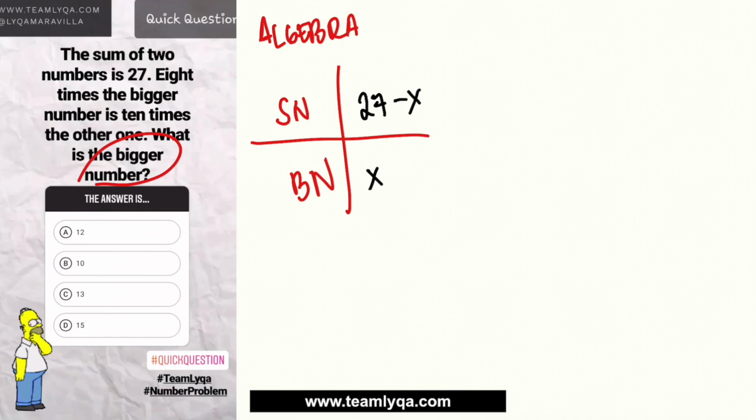And then, your equation would be like this: 8 times the bigger number, so that would be 8x, is equal to, kasi is, 10 times the other one. So, 10 times, and then yung other one would be the smaller number, which will be 27 minus x. Again, if you're going to use algebra, this will be your formula.